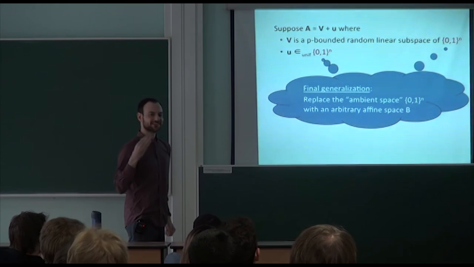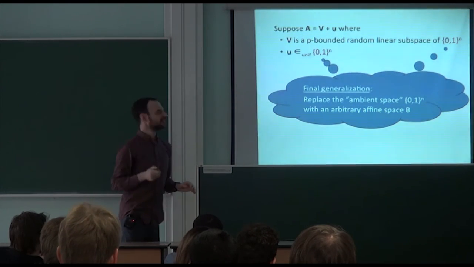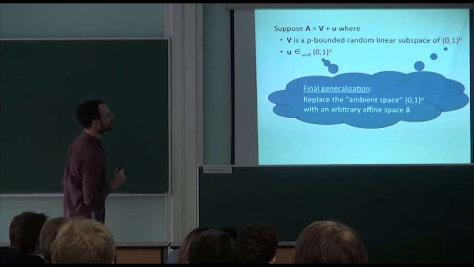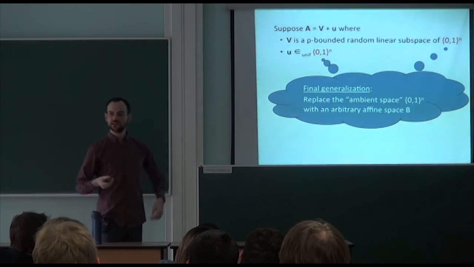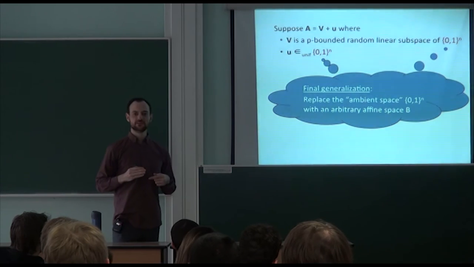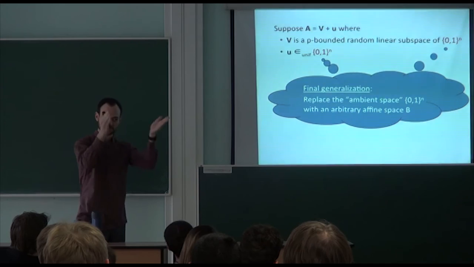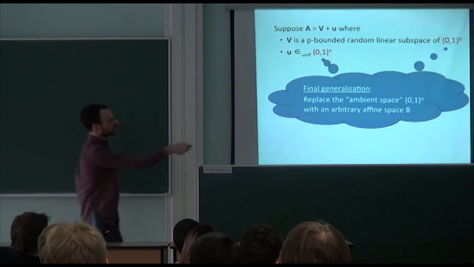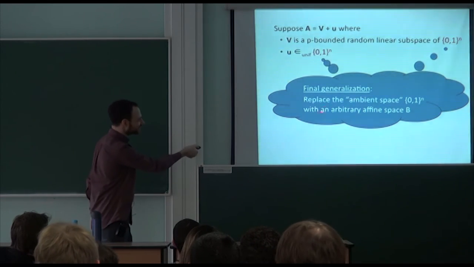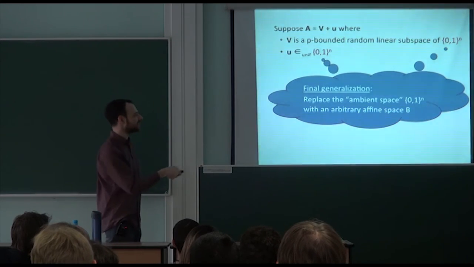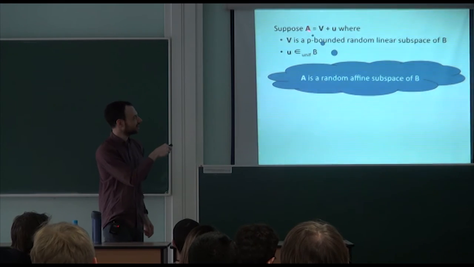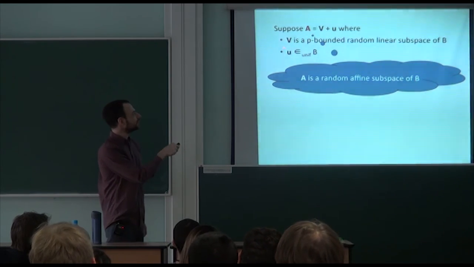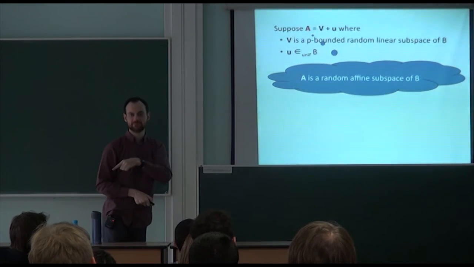Okay, and now one small final generalization, which we're going to need. For the sake of simplicity in first presenting this definition, I've been talking about V as a random linear subspace of {0,1}^n and U as a random element of {0,1}^n. But in order to apply this switching lemma inductively, we're going to go from one affine subspace to a smaller random subspace of that, and then to a random subspace of that. So we're not in general working with subcubes at all. The final generalization is that the ambient space {0,1}^n could be an arbitrary fixed affine subspace B of {0,1}^n. Now A will always be a random affine subspace of B. V will be supported on linear subspaces of B, but then we take a uniform random translation of A within B.